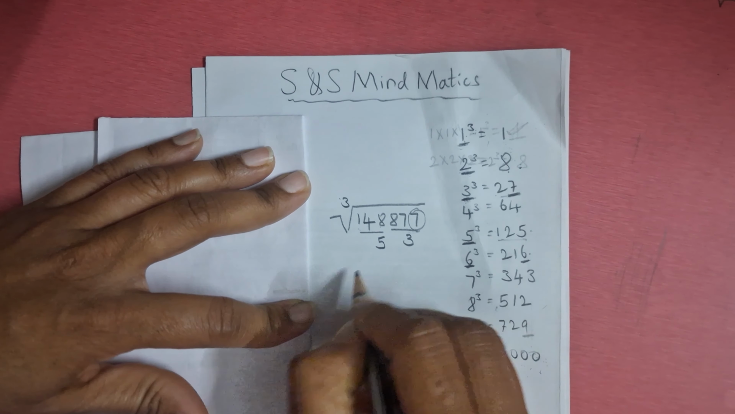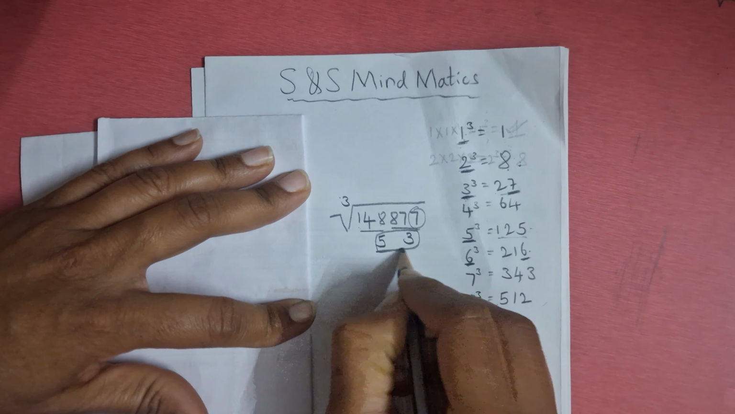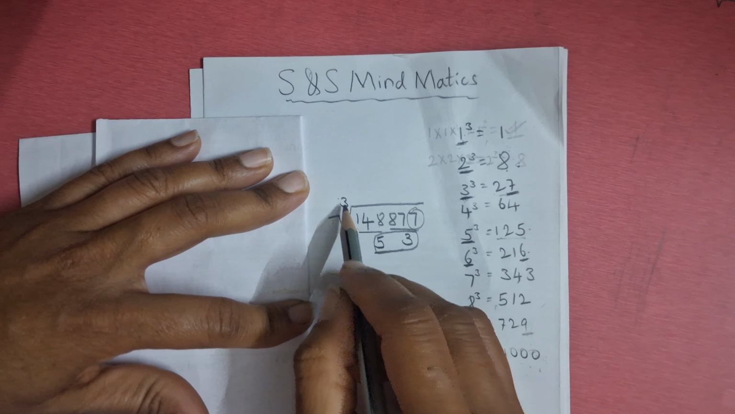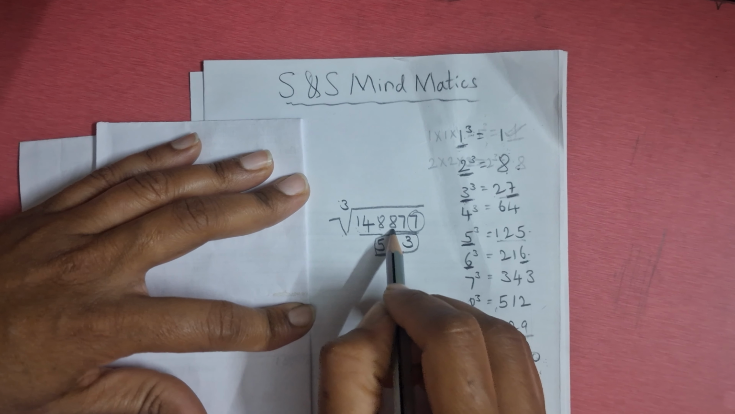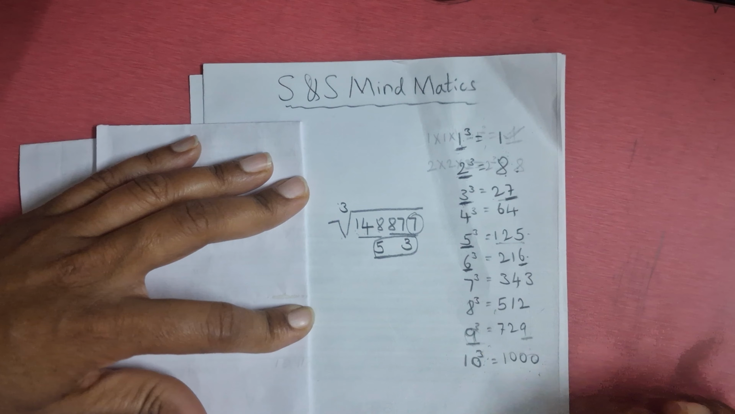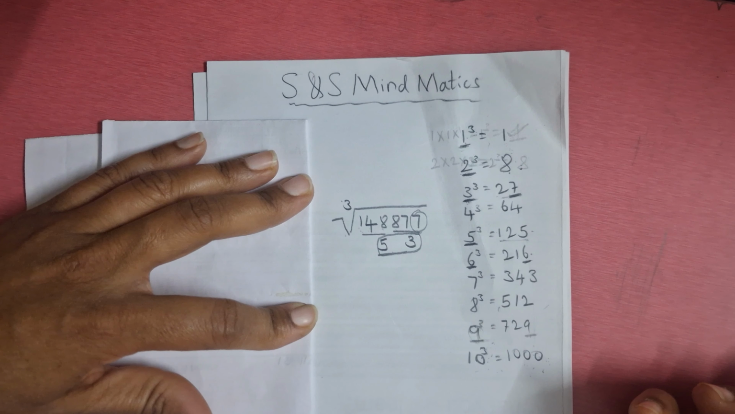So 5. Now 53 is the answer for the cube root of 148,877. I hope you have understood this sum and how to solve it.